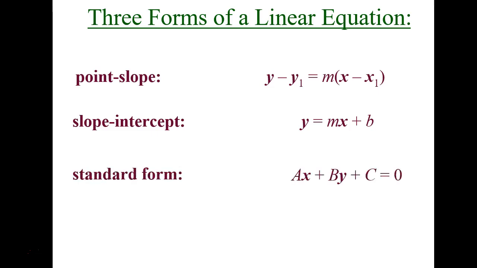And then the last one is standard form. With standard form, everything has to be on one side. Sometimes some textbooks will put the c, or the constant, on the other side, and that's okay. It's still standard form, but the x and the y terms have to be on the same side. And there's one more caveat: the a, the coefficient on the x, has to be positive, and there cannot be any fractions. So if you have any fractions, you have to get rid of those.